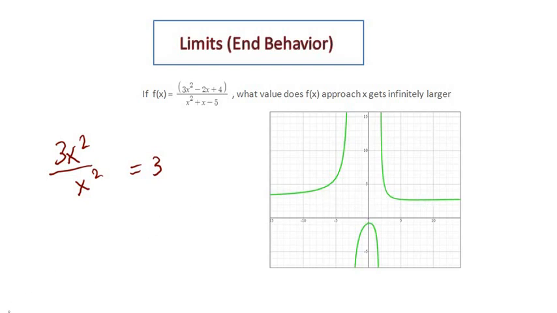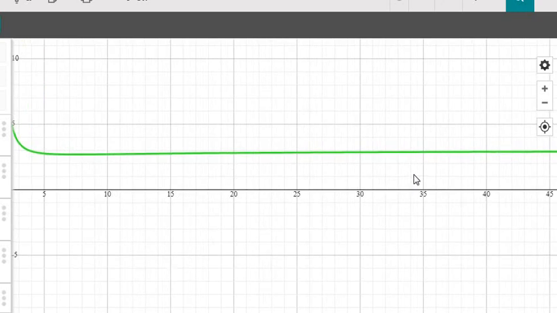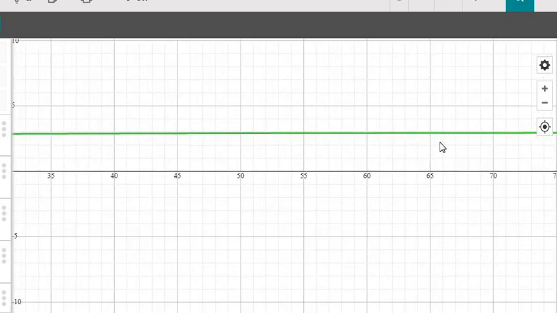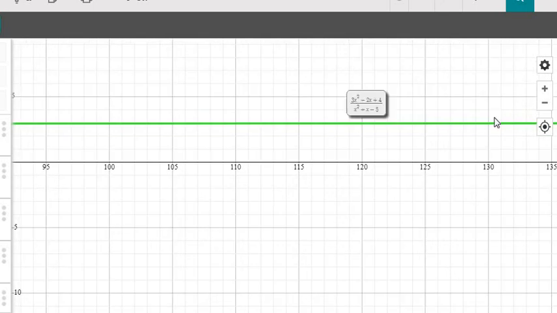Let's see it in more detail. This is the graph of f of x. As you go more to the right, as the value of x gets larger, the value of the function approaches 3. But it's not exactly 3. As you see, it can never be 3. It's 2.95, 2.96, and so on. But it will never be 3.